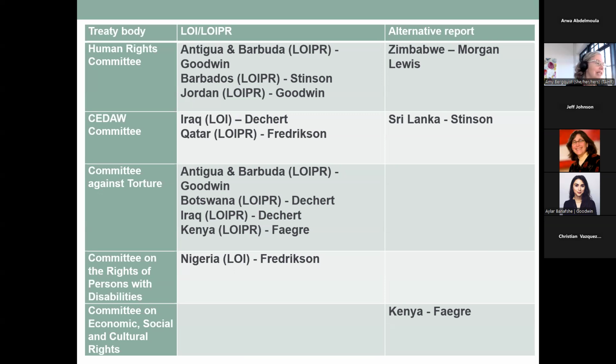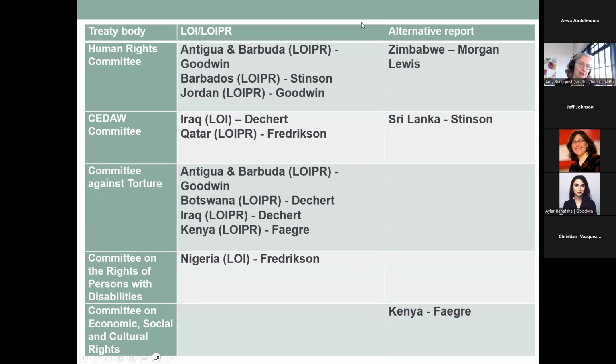We also have pro bono teams doing work on LGBTIQ+ rights and some other human rights issues as well. So we are very busy here at the Advocates for Human Rights. But this should give you a sense of the different treaty bodies we're focusing on, whether the reports are at the list of issues stage, that's that middle column, or whether it's at the alternative report or shadow report stage, that's the right-hand column.